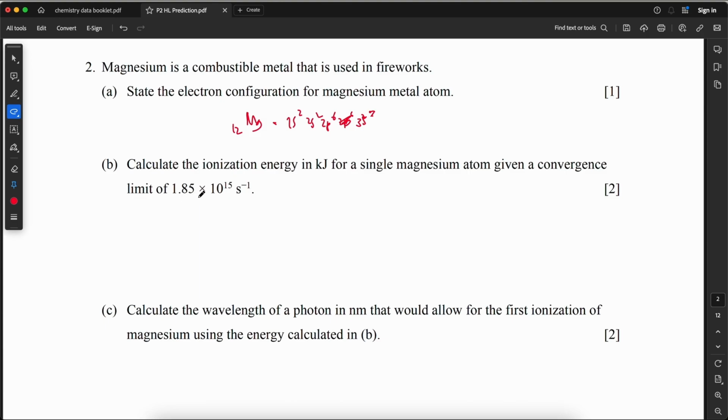to the power 15 s to the power negative 1. So E equals h times v. h is the Planck constant, which is 6.63 times 10 to the power negative 34, times the frequency, which is 1.85 times 10 to the power 15. You'll get 1.23 times 10 to the power 21 kilojoule.